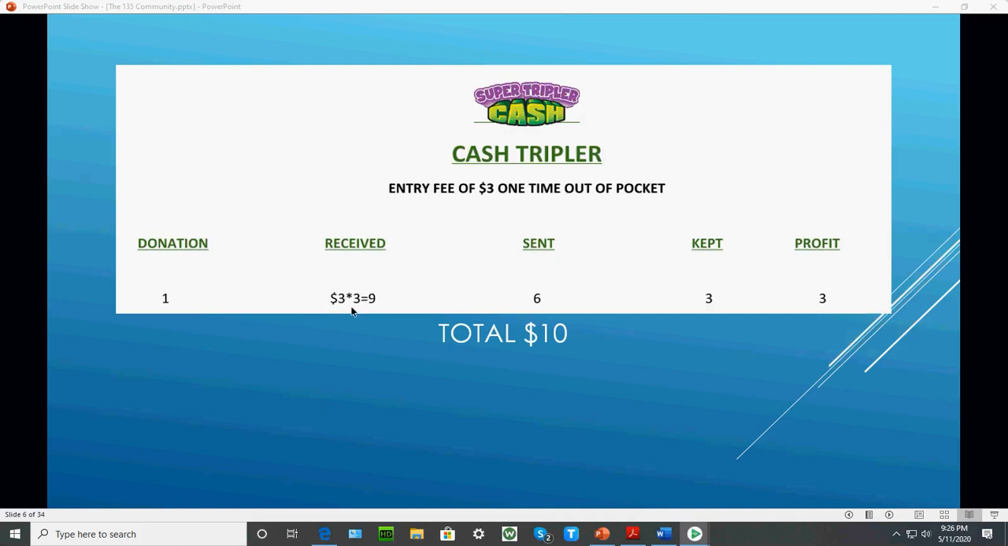So the 3 people that you initially invited, now they've upgraded to the cash tripler, and they donate to you $3 each. Now you take in $9. At this point, you're going to take $6 of that and donate that to your inviter, and you're going to keep $3 for yourself, and now you've got your $3 back that you originally donated. So that's a total of $10 that you've accumulated to this point. All right. With me? Okay. Not that difficult. We're going to keep it simple.